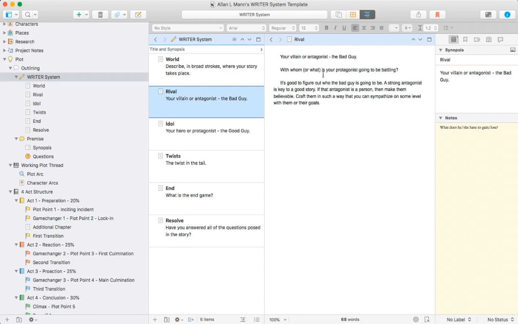Again, just outline it here. Just outline it in points. In this first time through, just put your thoughts on paper.